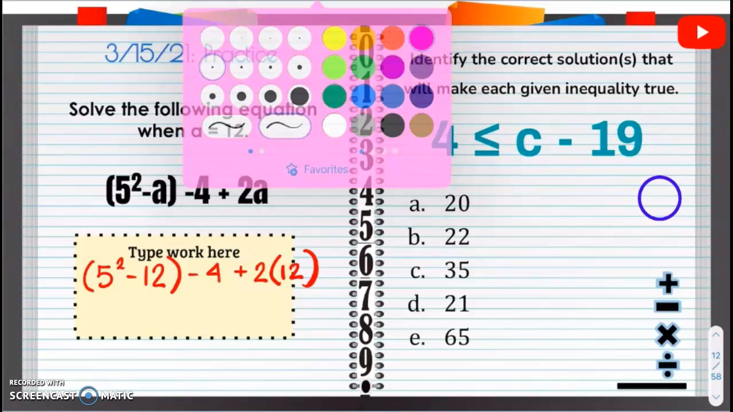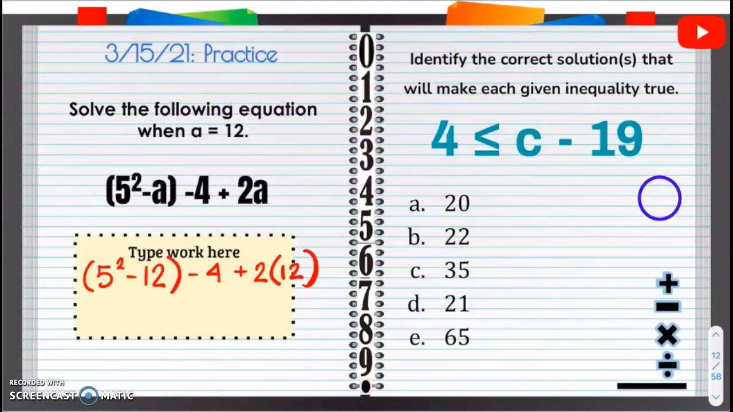Order of operations. Do we have any parentheses? Please excuse my dear Aunt Sally. PEMDAS. Do we have any parentheses? Yes, we do. Inside the parentheses, we have 5 squared minus 12. 5 squared means 5 times 5. That means 25 minus 12.